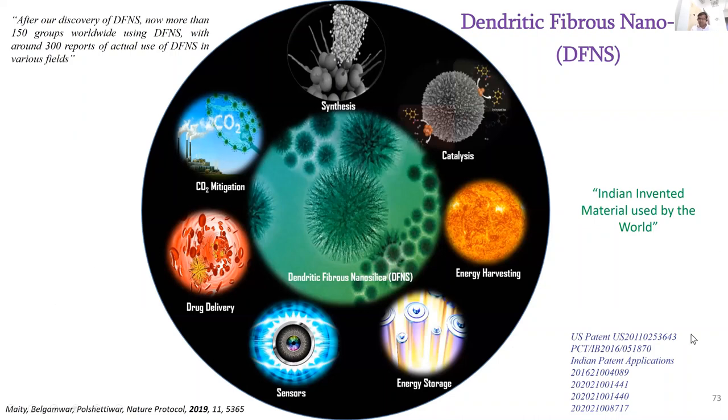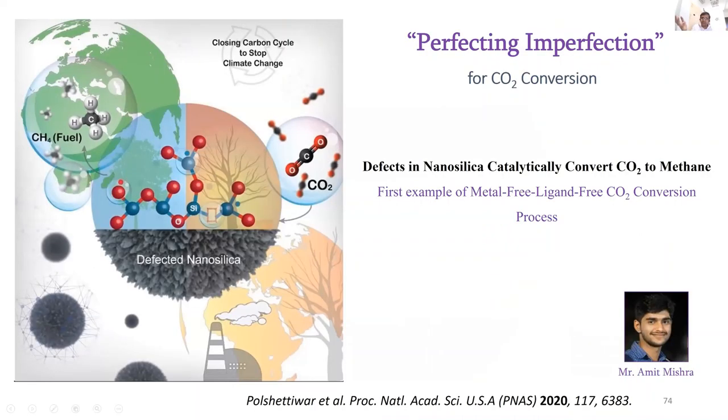And we recently showed, Amit Mishra is from your region, and he was an MSc student, and he came up with a concept. Silica is nothing but sand on our beaches and rivers, right? So it doesn't do anything. But if you take that sand, convert it into smaller particles and create some defects, then it can convert CO2 into methane. Methane is your fuel, right? You can drive your car. That's one of the examples from our lab.